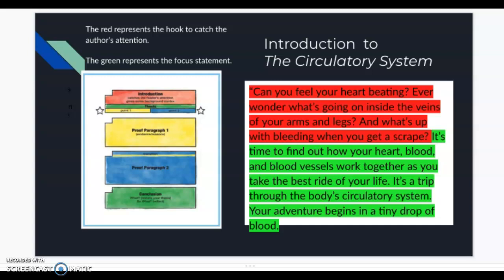So hopefully you've noticed that the first two sentences are red because the color red grabs our attention, just like the first two sentences in the text. The author asks us two questions that we have wondered about. So this grabs our attention and makes us want to keep reading. The author hooks you with the interesting questions.